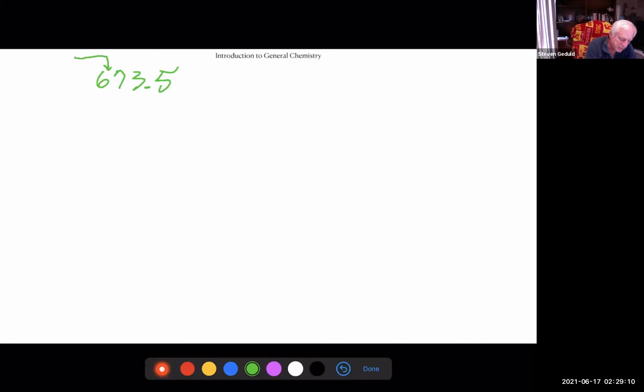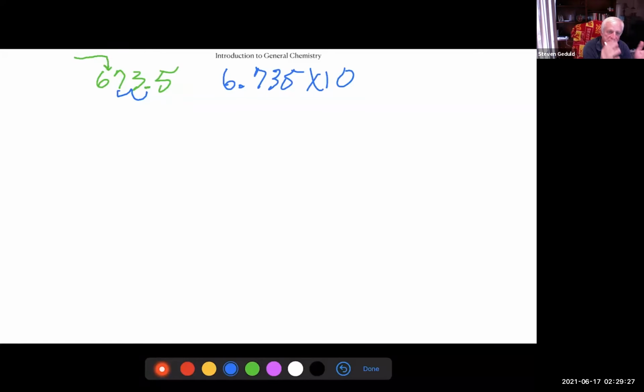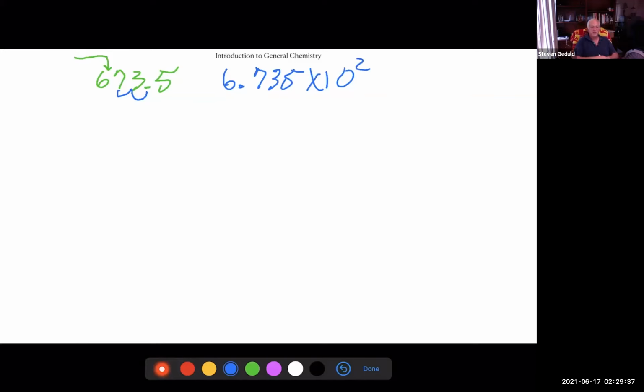So we're going to move this decimal point 2 places. So we're going to have 6.735 times 10 to the... I made this number smaller by 2, right? I moved it 2 spaces and I made it smaller. 6.73 is definitely smaller than 673. So I've made it smaller by 2, so I've made this one bigger by 2. So 6.73 times 10 to the 2. So where A would be, you put a 2. Okay, that's scientific notation.